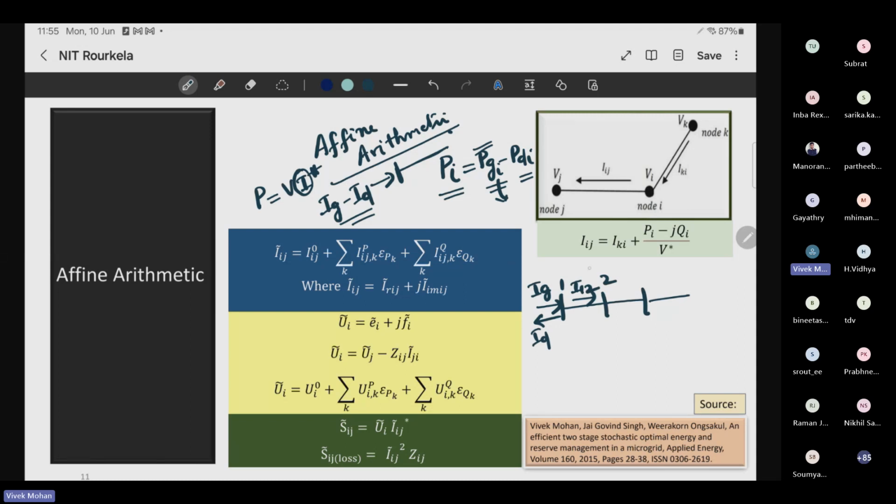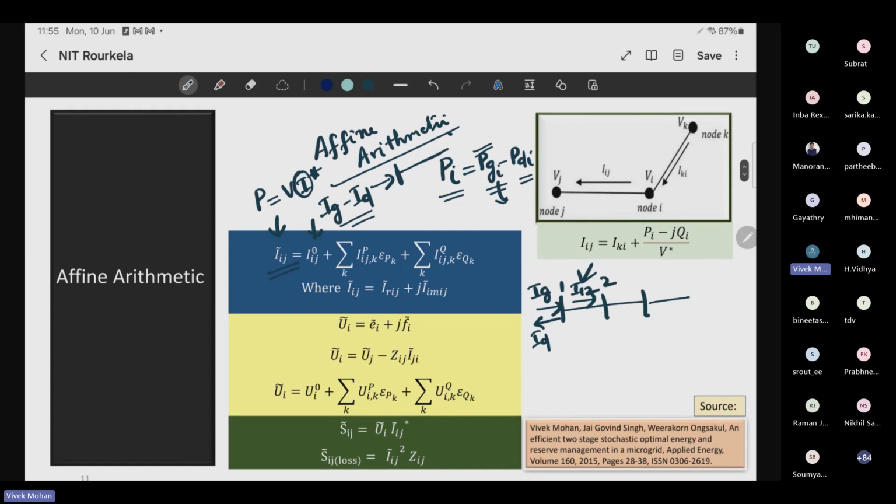Now, what could be the uncertainty in I12? This is what we are trying to model. That is what they have shown here by this particular equation. Iij affine is equal to Iij naught plus two different terms. You forget about the sigma and other aspects, the epsilon, other things you just forget. I'll just explain what is this second term and the third term. The second term comes from the changes in line current because of changes in the nodal power injection.